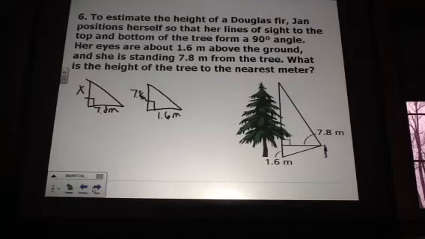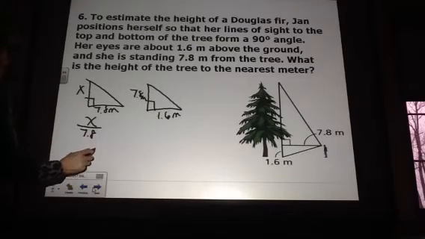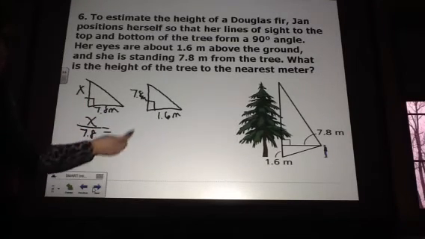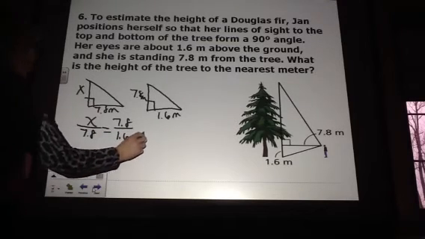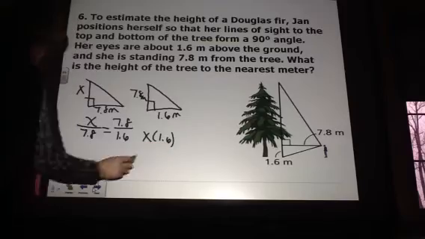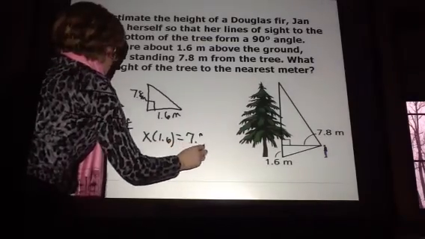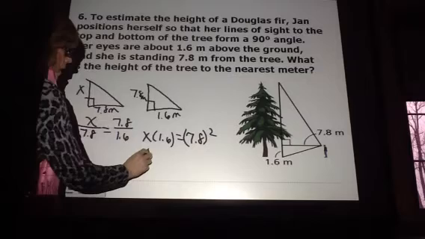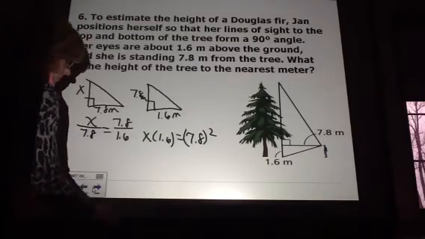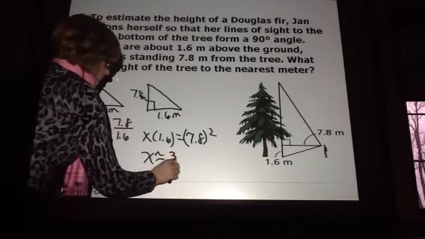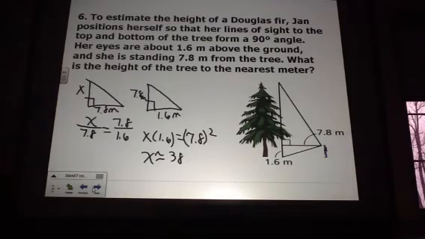Okay. So once I've redrawn these similar triangles, I can see my proportion. I can do x over 7.8. X over 7.8 equals corresponding sides, 7.8 over 1.6. Do your cross product. Divide by 1.6 after you square the 7.8, and you're going to get approximately 38. Round to the nearest meter.